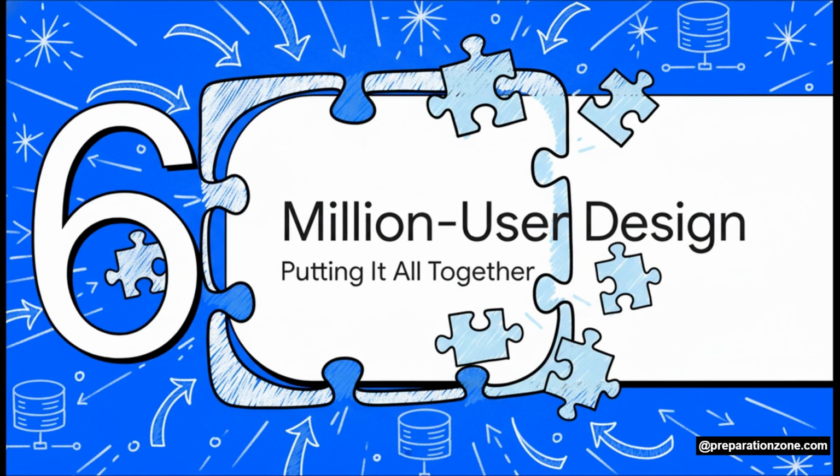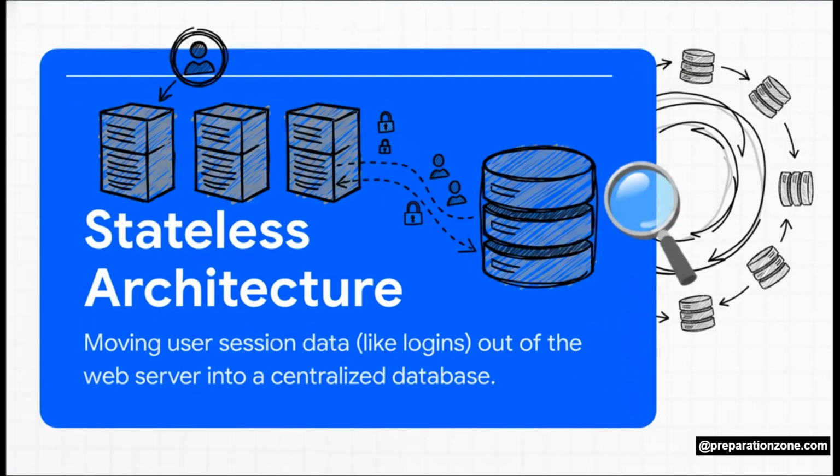All right, we are in the home stretch now. We've built a system that's strong, and now it's fast. So it's time to put all of these pieces together, add the final touches, and really see what an architecture that can handle millions of users looks like. So, a super important principle here is making what's called a stateless architecture. All that means is we take user-specific data, like whether you're logged in, and we move it out of the individual web servers and into a shared central place.